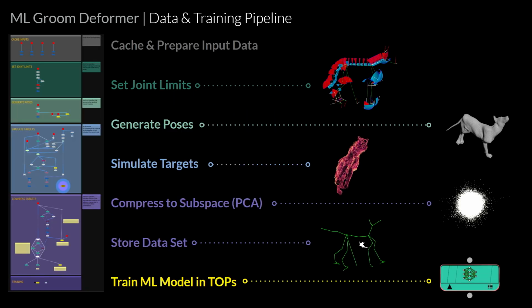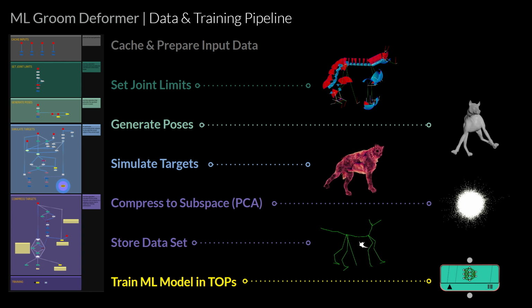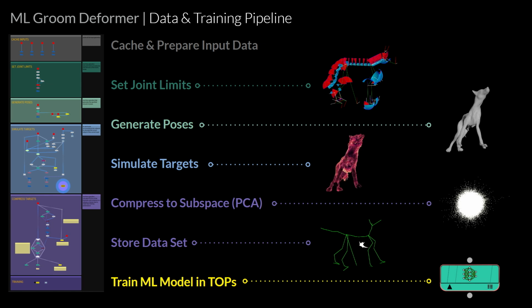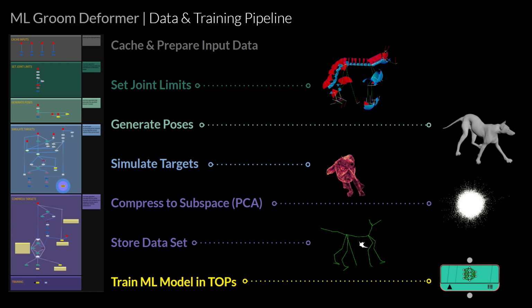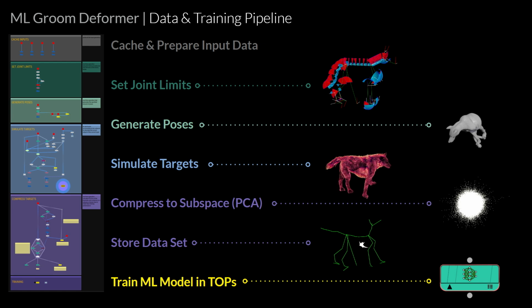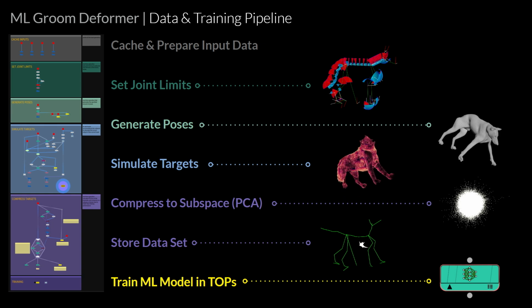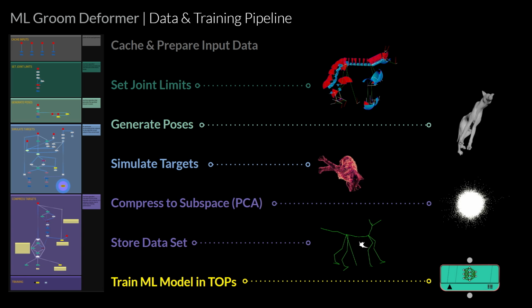To do this, you can build a whole data pipeline and training pipeline inside of Houdini that starts by setting some joint limits on your joint, and then you generate poses based on those joint limits. It's just a bunch of random poses for your character or creature. And for each of those poses, you're going to simulate the correct guide result. This is usually computationally pretty expensive. That's why you want to learn how to do it faster using machine learning.